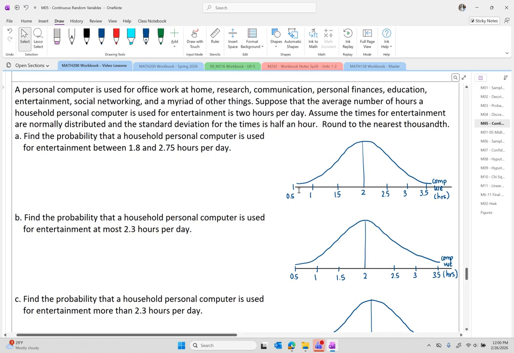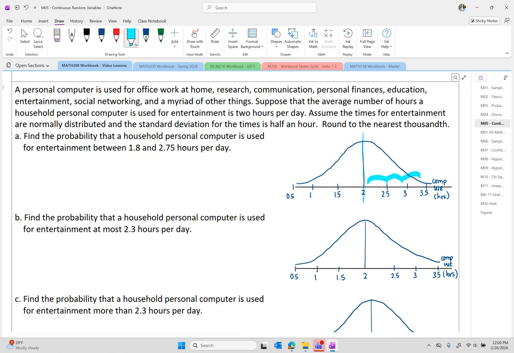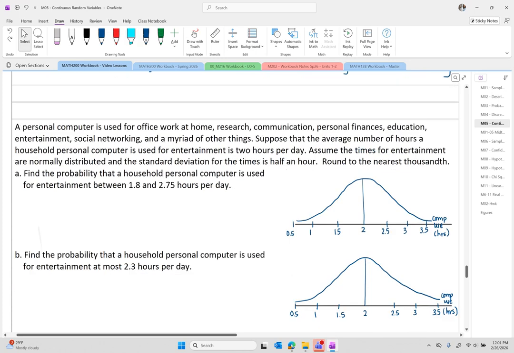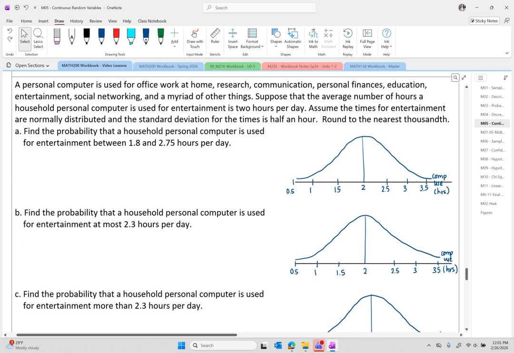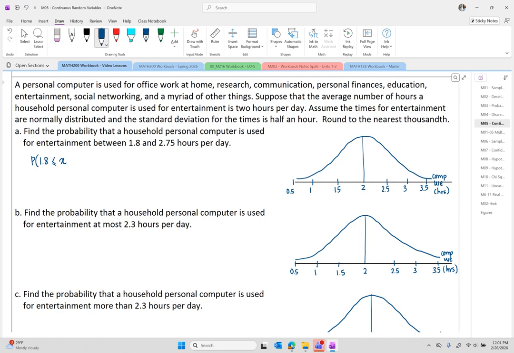So first of all, I am sketching my normal distribution. I put the mean equal to 2 hours in the middle, and then every standard deviation is 0.5. So I do 3 tick marks to the left and 3 tick marks to the right, and I number those. The label for my x-axis is that this is the computer use in hours. The next thing that they are asking us is a mathematical expression for the question. The mathematical expression is: what's the probability the variable x, which is the hours the computer is used for entertainment, is between 1.8 and 2.75.